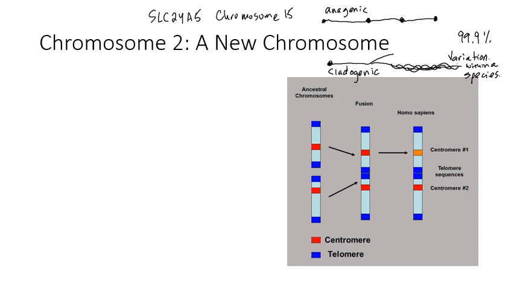All right, so this chromosome, this new chromosome, what are we talking about? Okay, so let's start off. How many chromosomes do humans have? We currently have 46, and at one point of time, our ancestors had 48. How do we know this?